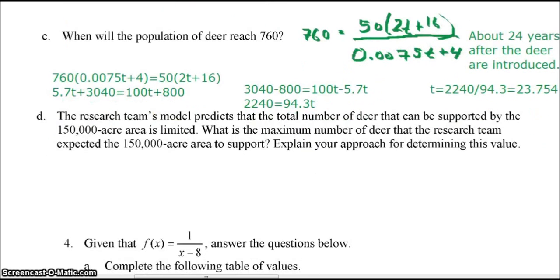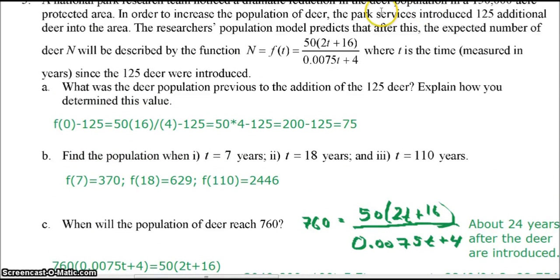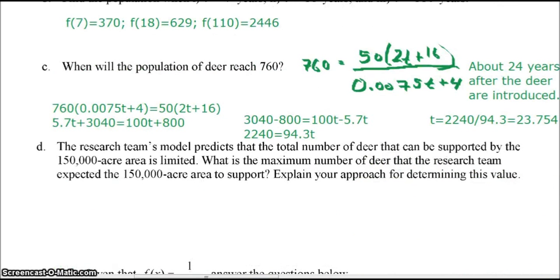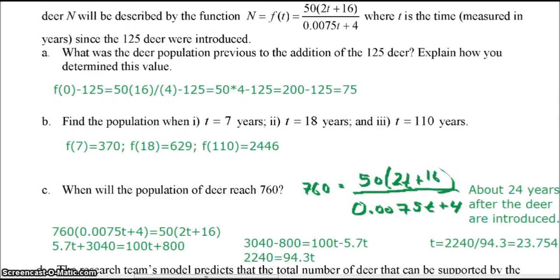Now the research team's model predicts that the total number of deer that can be supported by the 150,000 acre area is limited. What is the maximum number of deer that the research team expected the 150,000 acre to support? To solve this question, just think about what's going to happen as time goes on and on and on. If the time goes on forever, are the deer going to keep increasing forever? The researchers seem to think not. There's going to be some maximum number of deer that we can't exceed.